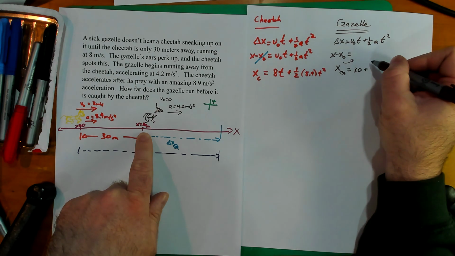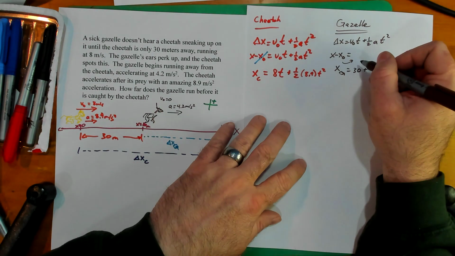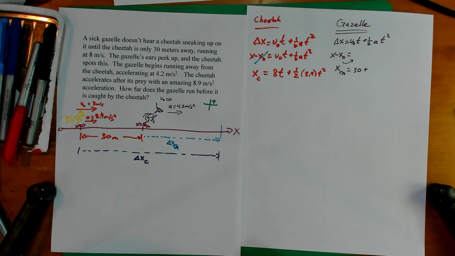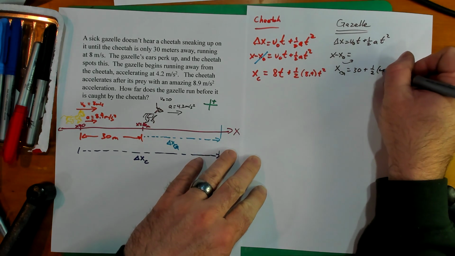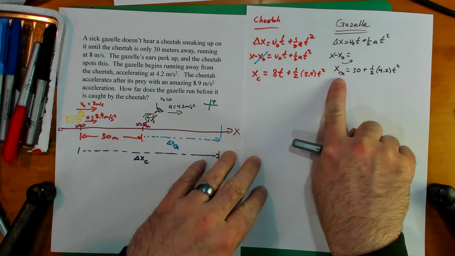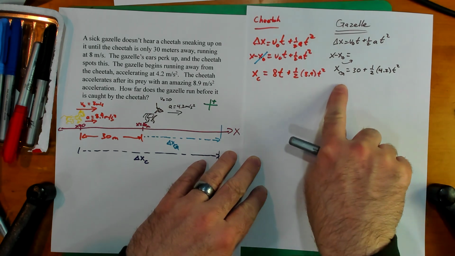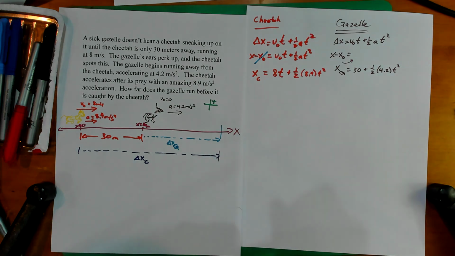The starting velocity for the gazelle, it started from rest, so that whole v naught t term is just going to drop off. So then I just have that 1/2 the acceleration of the gazelle t squared. And so here I have an equation for position of the gazelle as a function of time. I can plug in any time, find out where the gazelle is, or plug in a position, find out what time they're there. So that gets me now my two mathematical models.